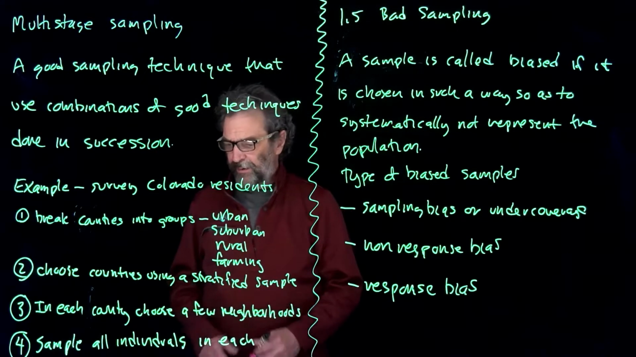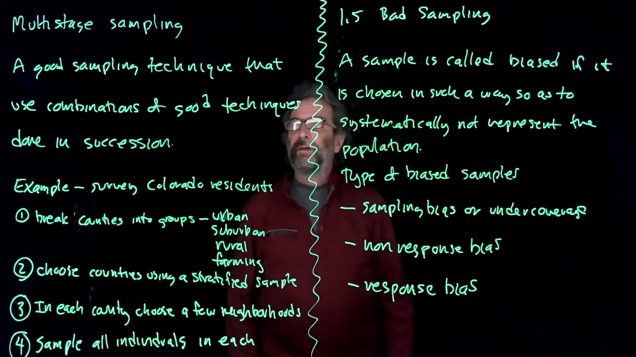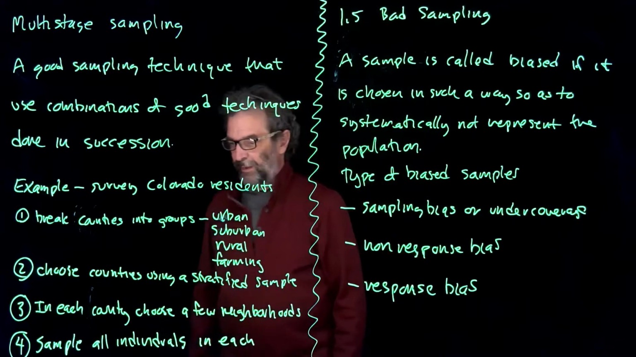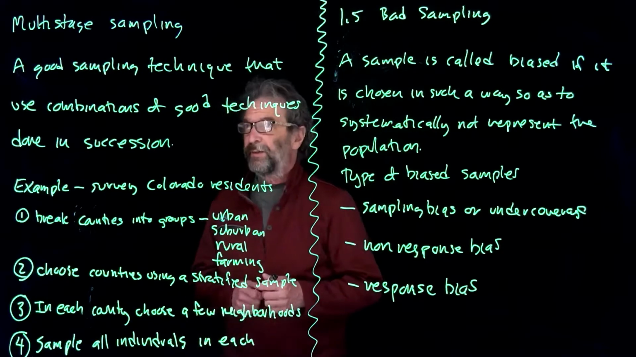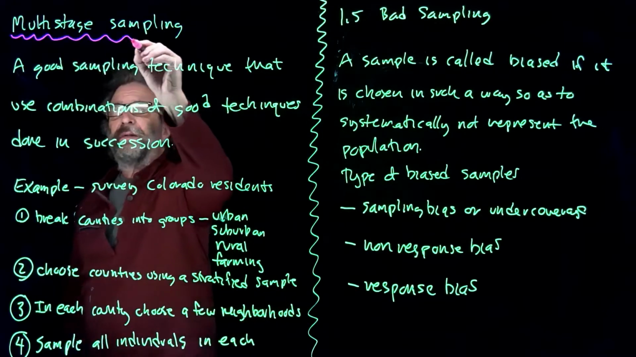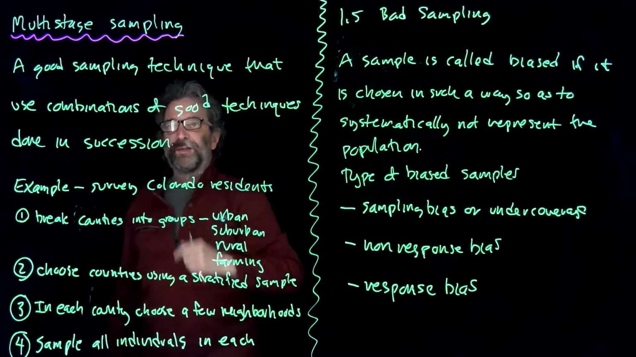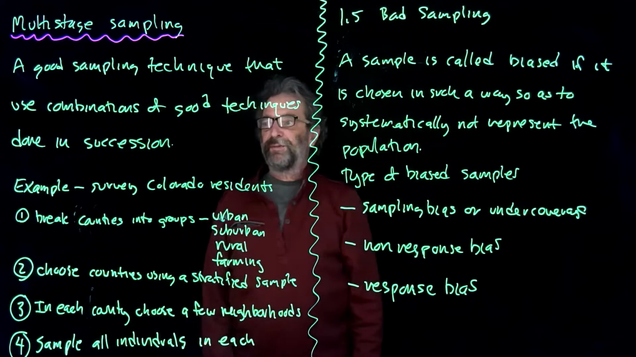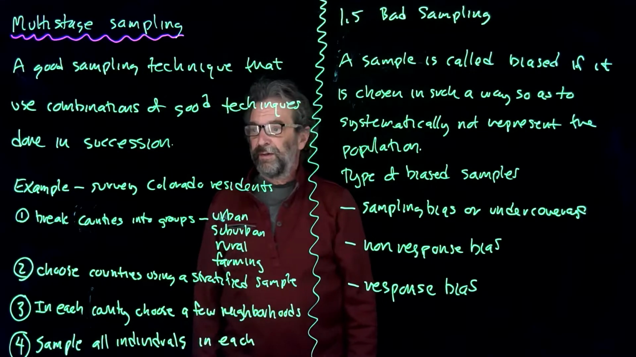So we left out one sampling technique last time. That's actually still a good sampling technique. It's called multi-stage sampling. And multi-stage sampling is a good sampling technique that uses combinations of the good techniques we've seen so far done in succession.